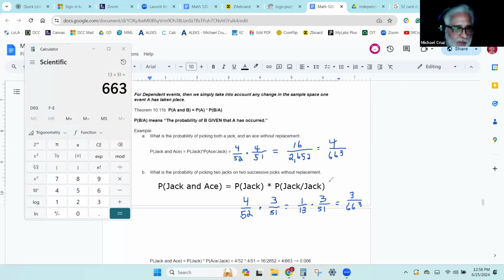And see, that one came out simplified. Because if we had done 4 here, we would have 12 over that big number, and then we'd have to simplify it. So take advantage of the fact that if you multiply, always simplify your fractions. Because when you're multiplying, you're not having to worry about the denominator, because you're not adding.